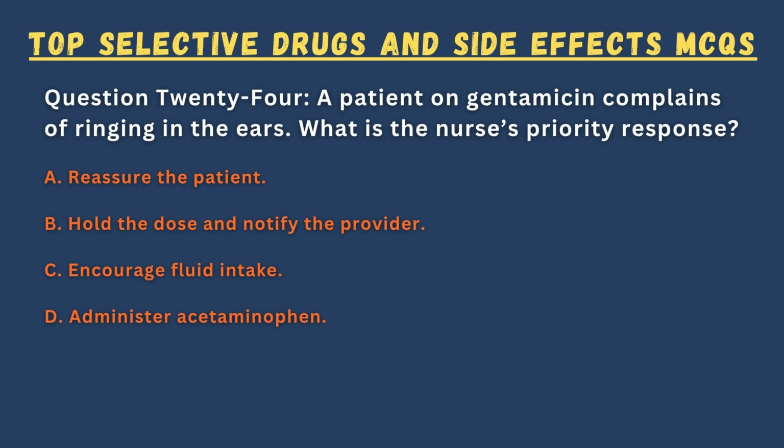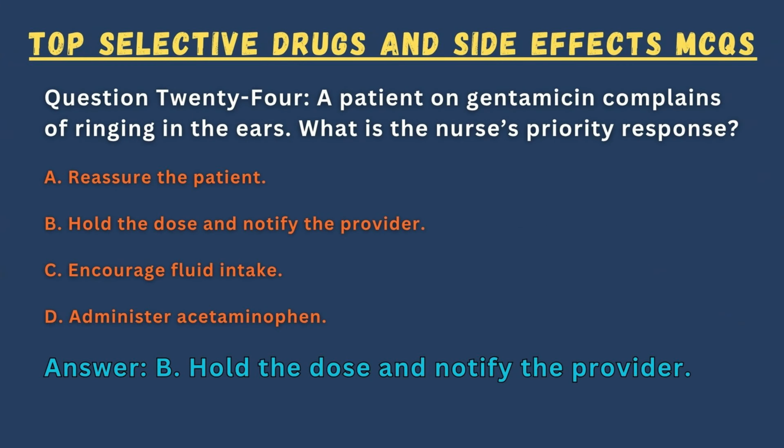Question 24. A patient on gentamicin complains of ringing in the ears. What is the nurse's priority response? A. Reassure the patient. B. Hold the dose and notify the provider. C. Encourage fluid intake. D. Administer acetaminophen. Answer: B. Hold the dose and notify the provider.